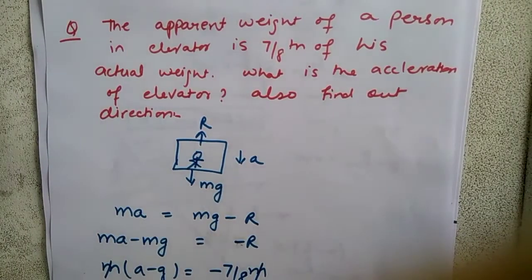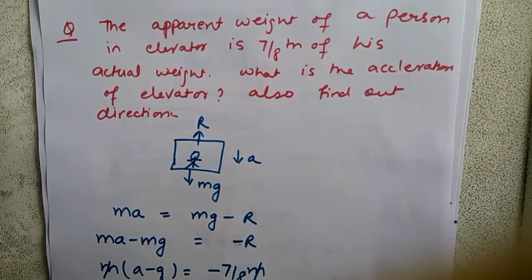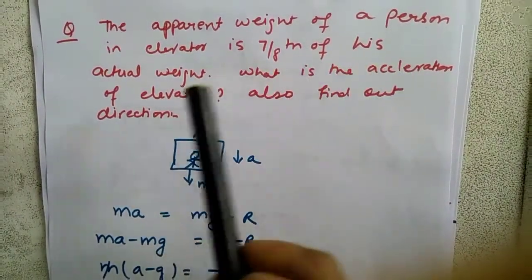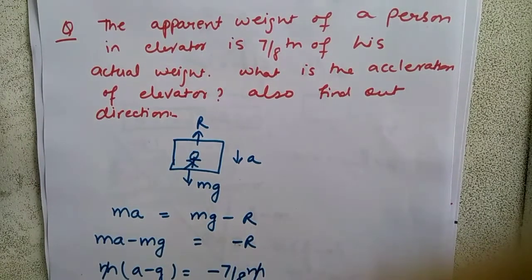We can try to solve one numerical problem based upon the apparent weight. Given is the apparent weight of a person in an elevator is 7/8 times his actual weight. That means, reading the statement itself, I know that the weight of the person is less than his actual weight. I have to figure out how much the acceleration of the lift is, and I have to figure out the direction in which the lift is going.